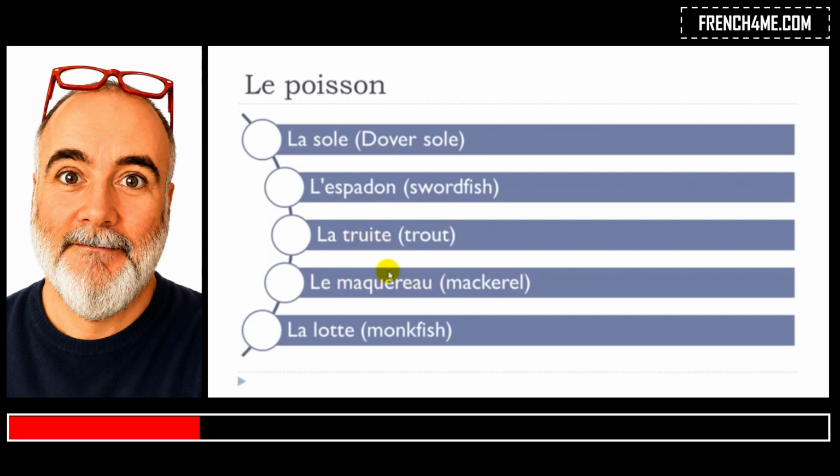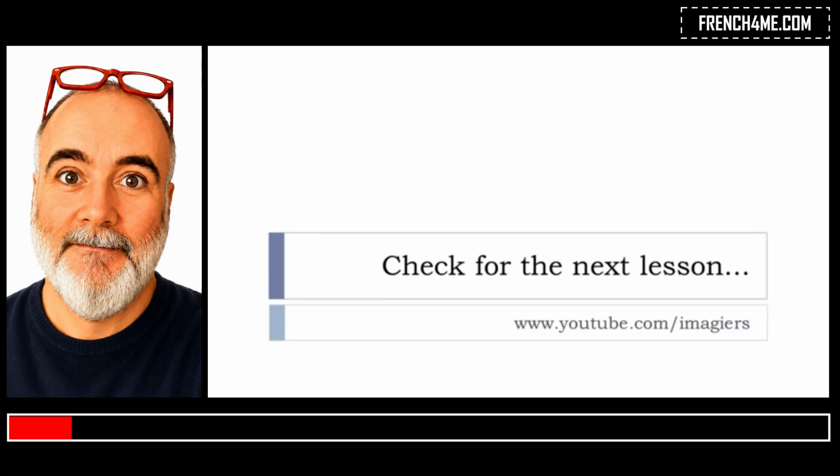Le maquereau. So technically this k, just pronounce it k, maquereau, maquereau. Alright? And then E-A-U, remember when you combine these three vowels, you get the sound O, maquereau. Okay? And then la lotte, final E not pronounced, lotte, lotte. Okay? La lotte. Alright? So that's it.